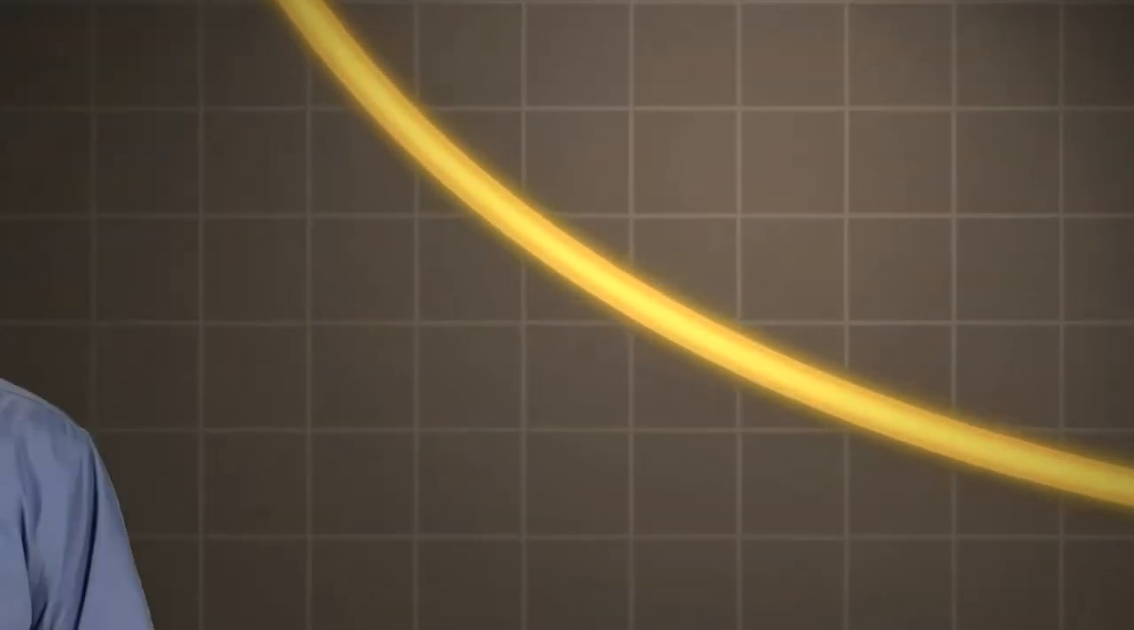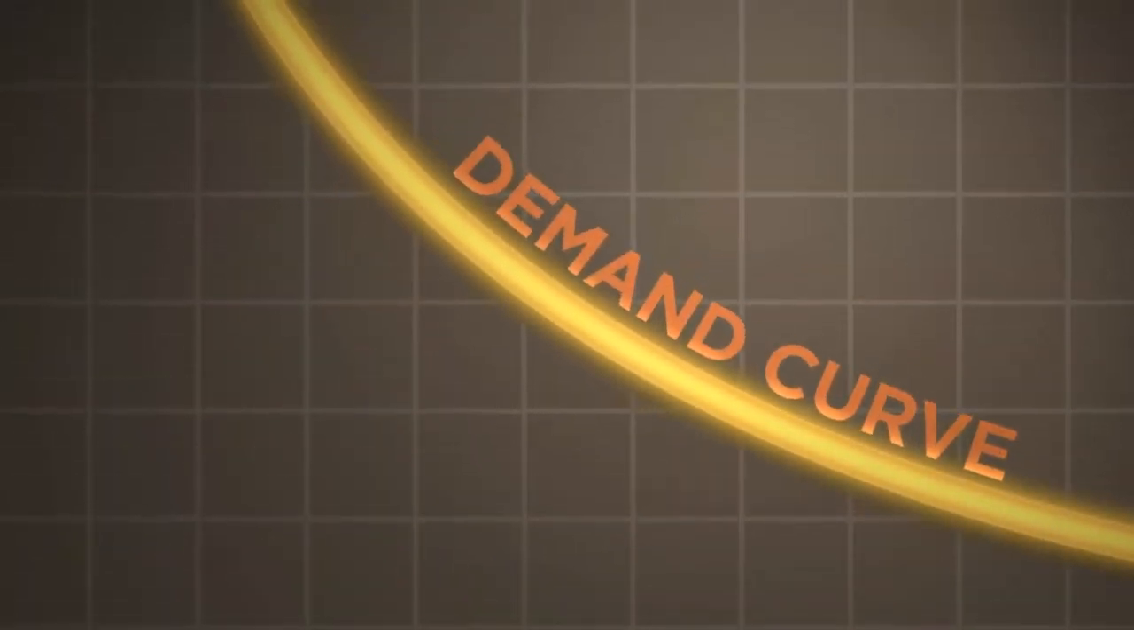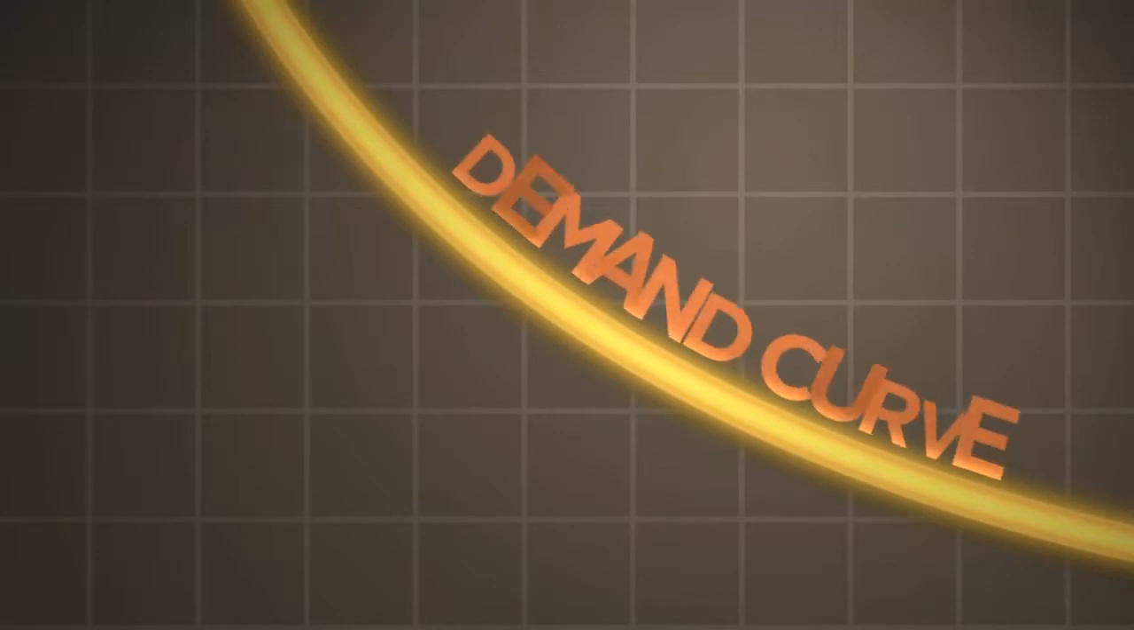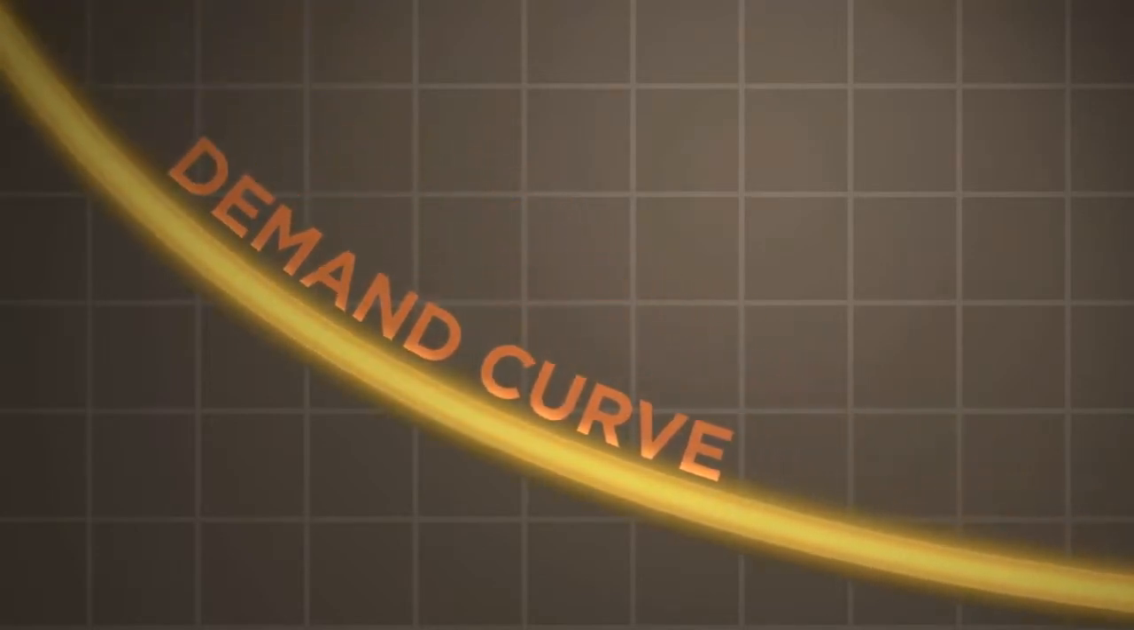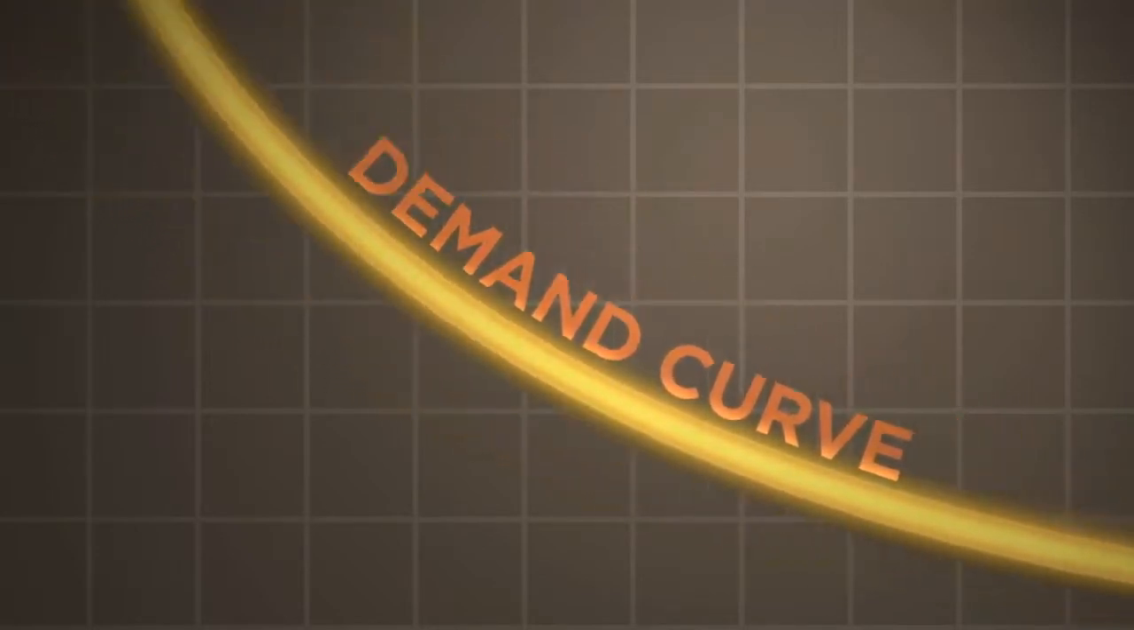In fact, we could recreate this same scenario with almost any good or service and get the same result, a downward sloping line. This downward sloping line is called the demand curve. The demand curve is not static or unchanging. It shifts back and forth as conditions in the market change.